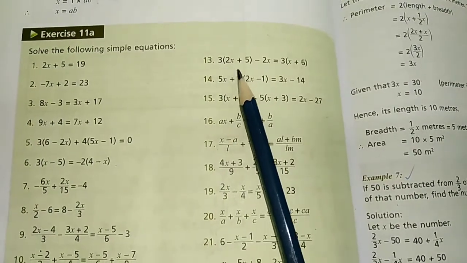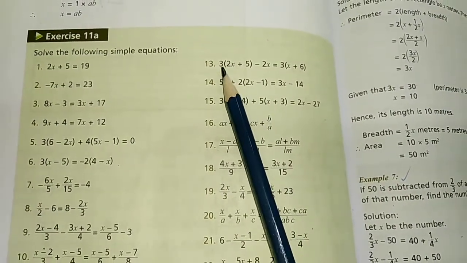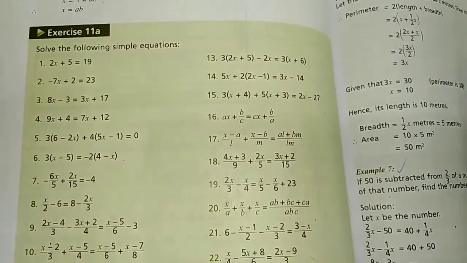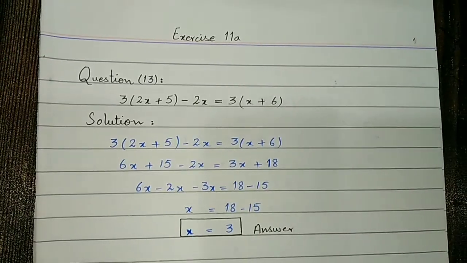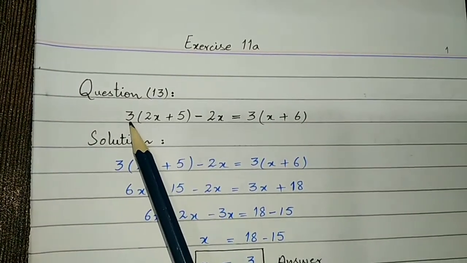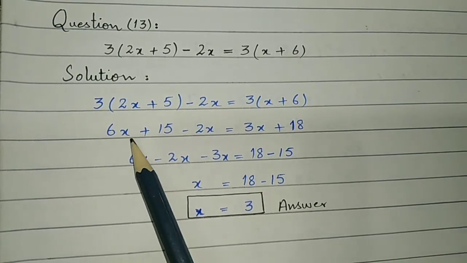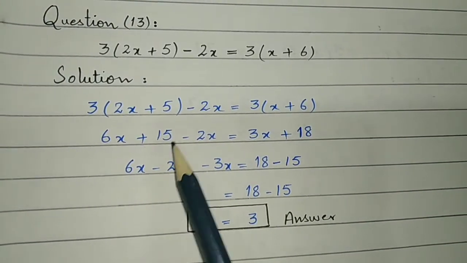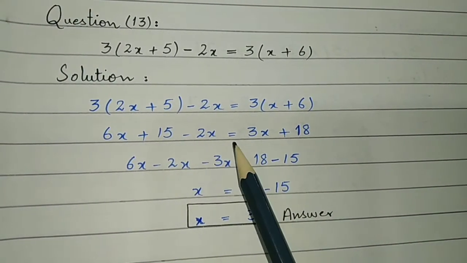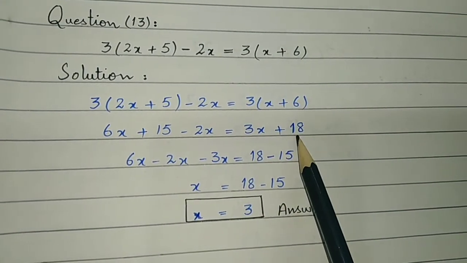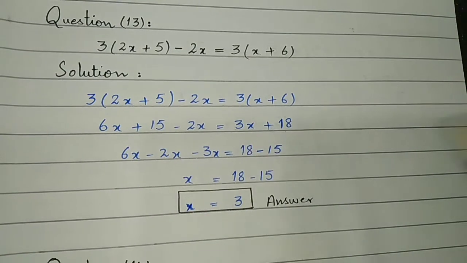So 3 times (2x + 5) means we have to multiply 3 with the whole bracket, and 3 with the whole bracket. When we multiply 3 with 2x, 3 twos are 6x, plus 3 times 5, that is 15, minus 2x as it is, equals 3 times x, that is 3x, and 3 times 6, that is 18.